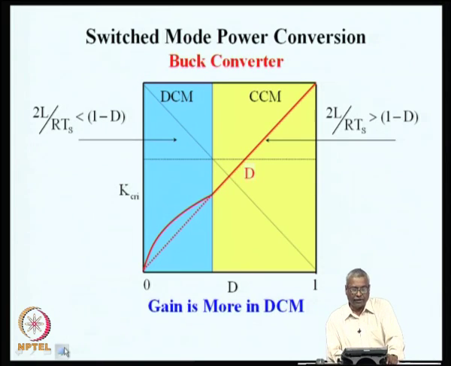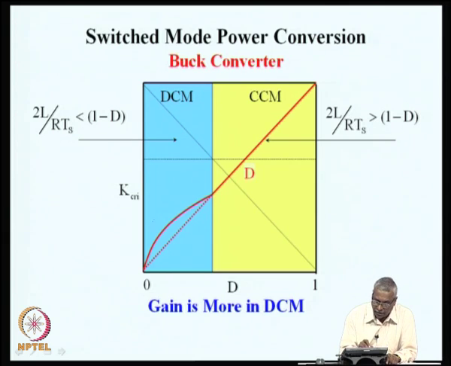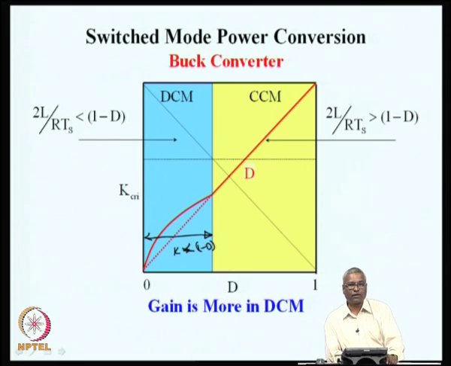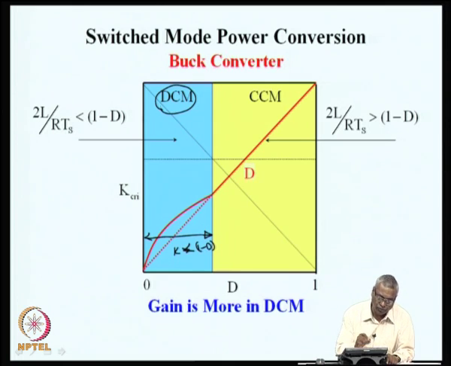We had seen that in the discontinuous mode of operation, the gain is always more than the gain for continuous mode of operation. So, from this picture you can see that this is the duration of D where K is less than 1 minus D. So, that blue region is when the operation is in discontinuous mode of operation. This is the blue region.